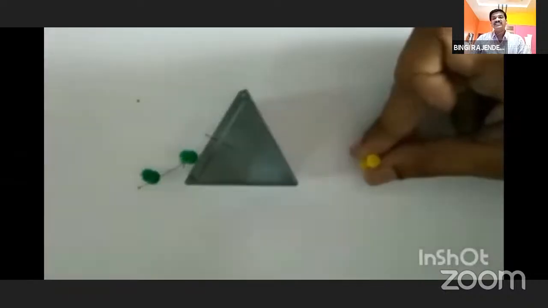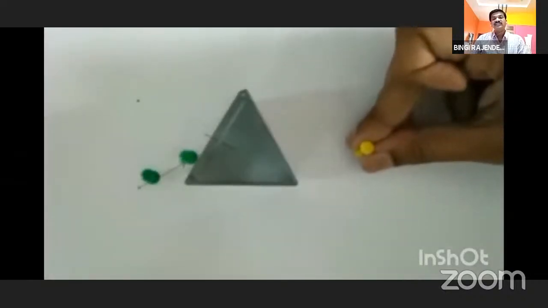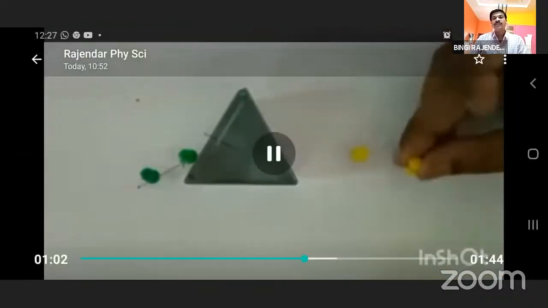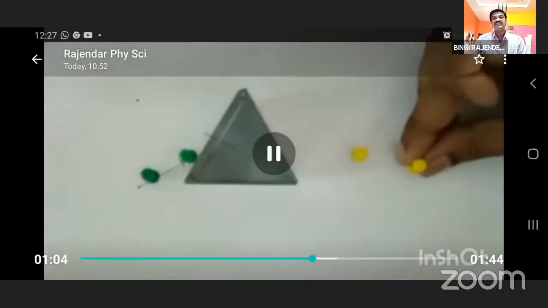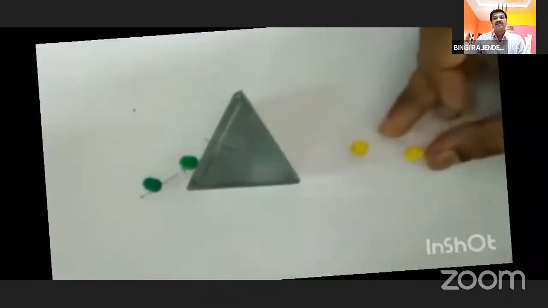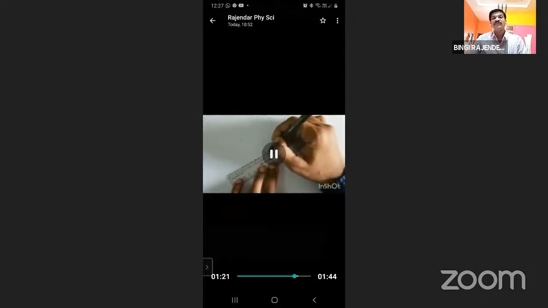Here refraction occurs, so some bending will happen. For the emergent ray, we put two yellow pins and draw the emergent line. After that, we extend the incident ray and emergent ray. We will get the angle of deviation.